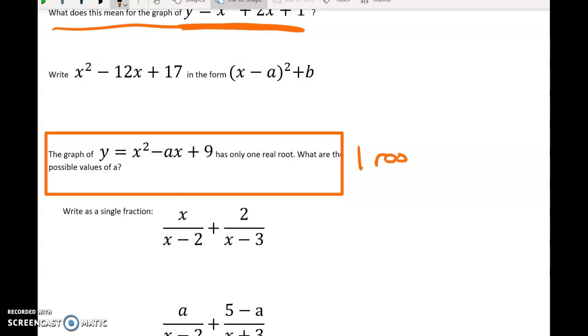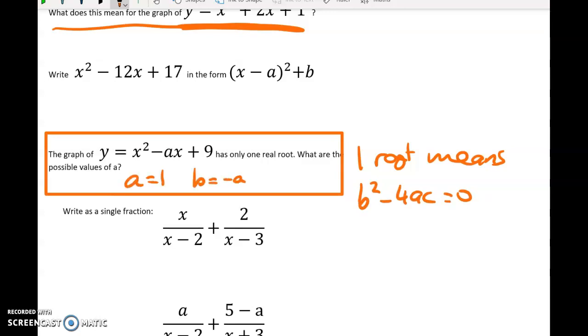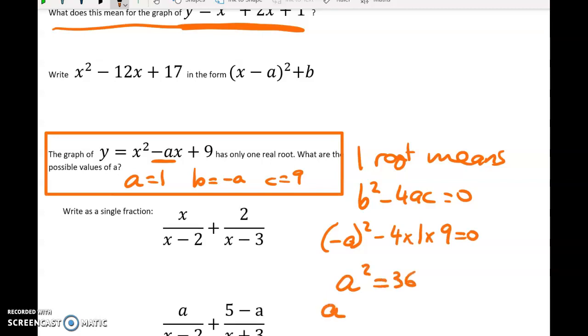So one root means b squared minus 4ac is equal to 0. So here we've got a is 1, b is equal to negative a, and c is 9. So we've got negative a squared minus 4 times 1 times 9 equals 0. a squared equals 36. So a can be 6 or negative 6. Don't forget two solutions to that equation.